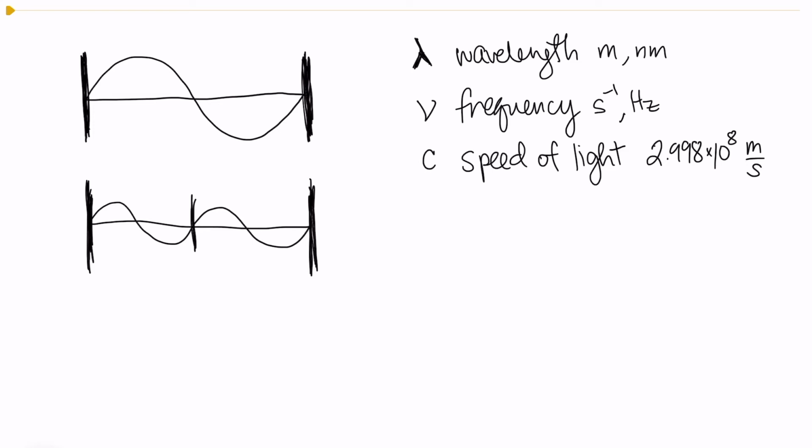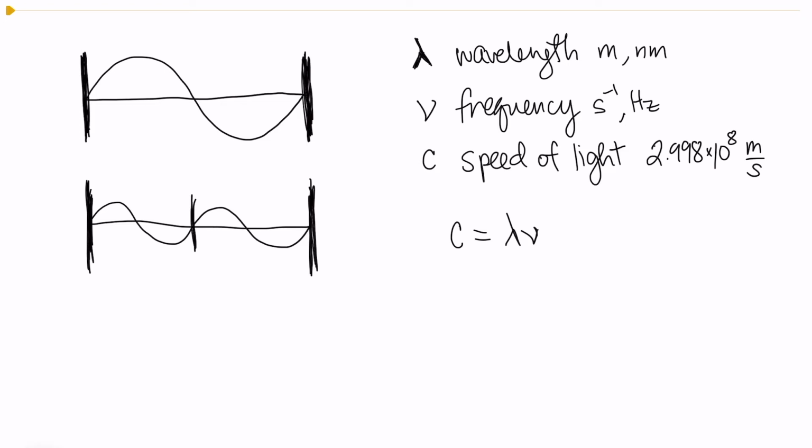Now these three things are related. So there's an equation, c equals lambda nu. That's a nu. Nu's kind of hard to draw. So anyway, c equals lambda nu. This is useful because we can now, if we know lambda, we can find nu and vice versa.